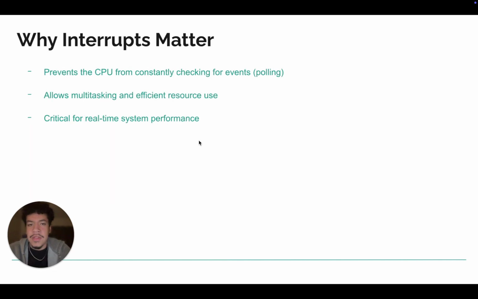So why do we need interrupts? They keep our systems responsive and efficient. Without them, your computer would have to keep checking if something needs its attention. It's like asking, "Are we there yet?" over and over every 5 minutes. Interrupts let it focus on tasks and only stop when something actually important happens.